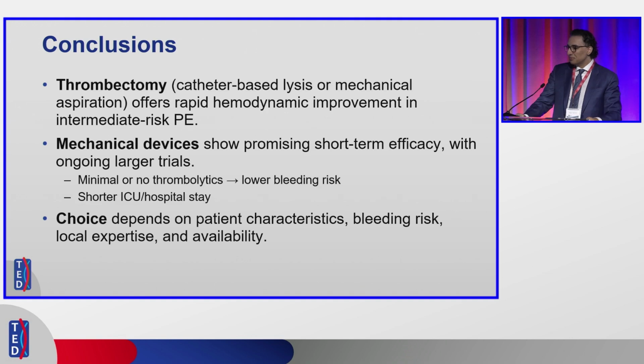So conclusions: both catheter-based lysis and mechanical aspiration offer rapid improvement in intermediate risk PE. Choice depends on patient characteristics, bleeding risk, and then your local expertise and availability.